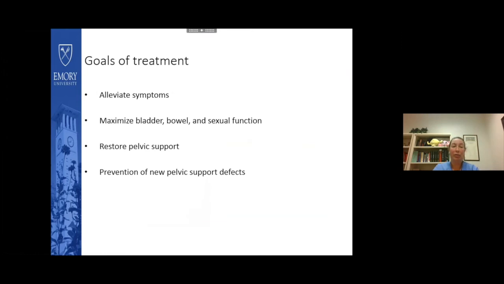All right, so the goals of treatment are to alleviate your symptoms, maximize your bladder, bowel, and sexual function, restore your pelvic support, and try to prevent any new defects.